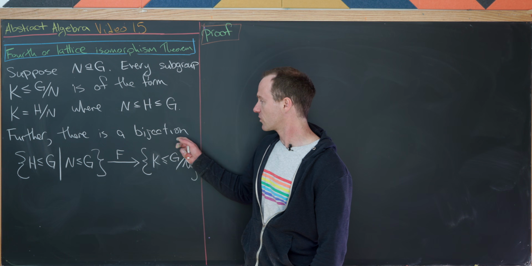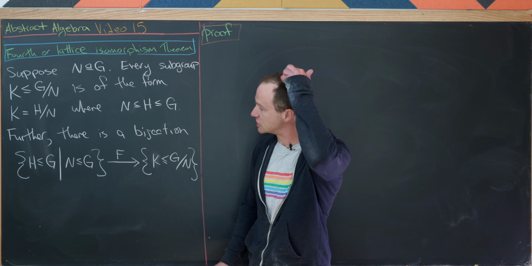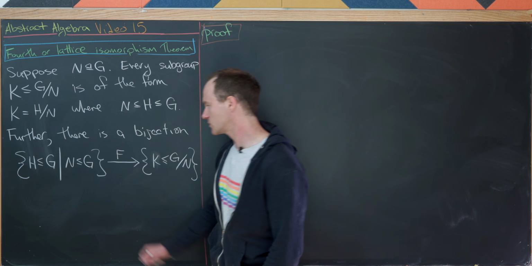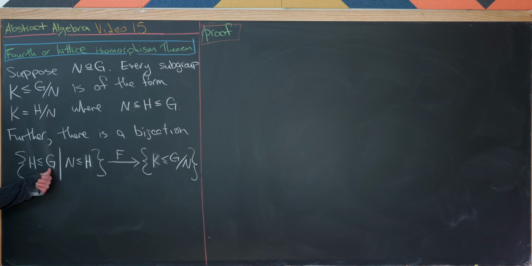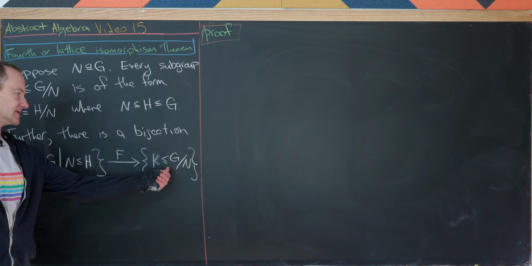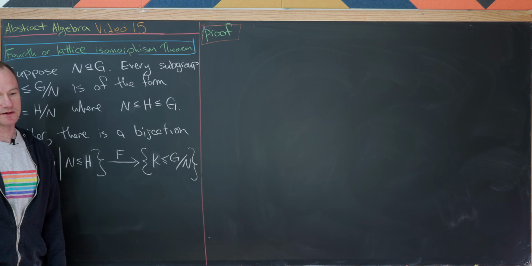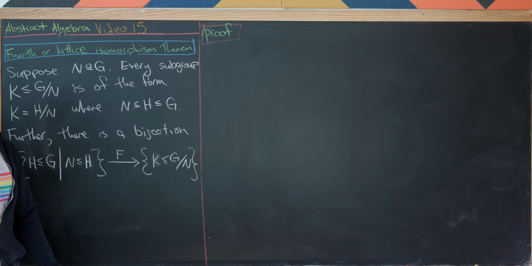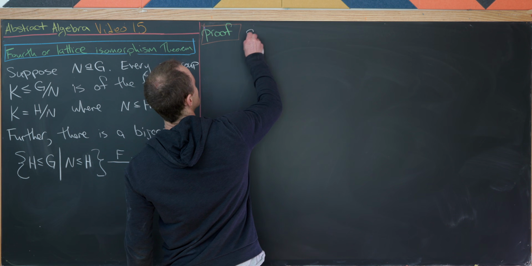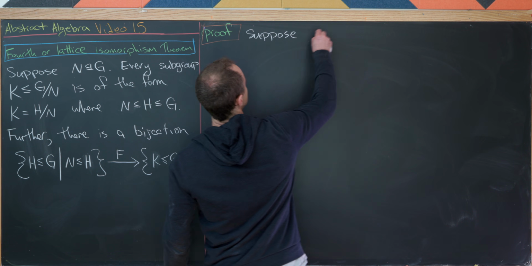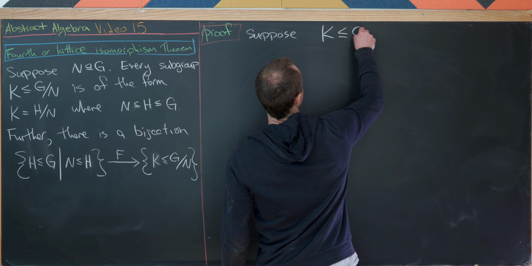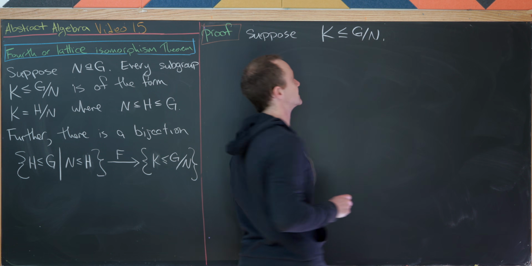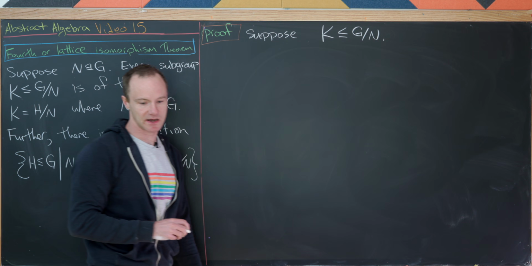Okay, then furthermore, there's a bijection between the following two sets. So the first set is the set of all subgroups of G that satisfy the condition that N is contained in that subgroup. And the second set is the set of all subgroups of G mod N. Okay, so let's maybe prove this first bit first, and then we'll construct the bijection. Okay, so let's start with some sort of subgroup of G mod N. Okay, so we've got K, which is a subgroup of G mod N.